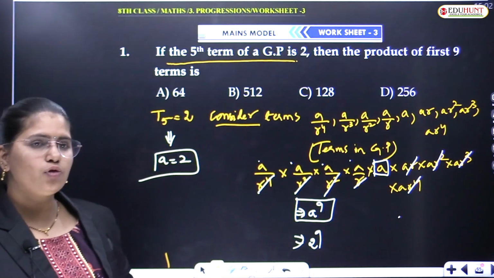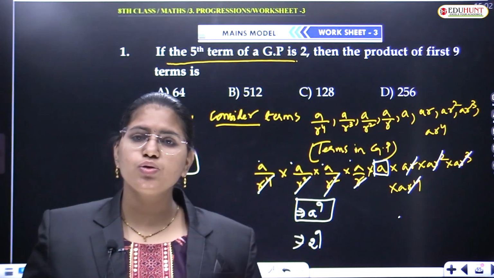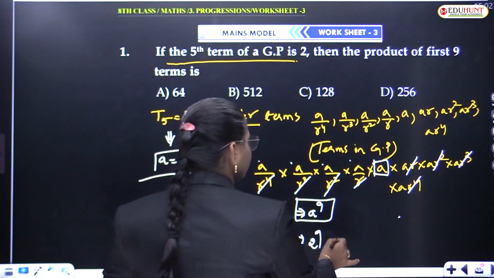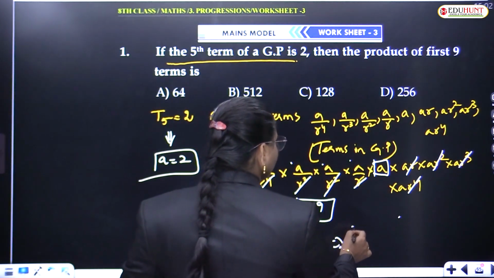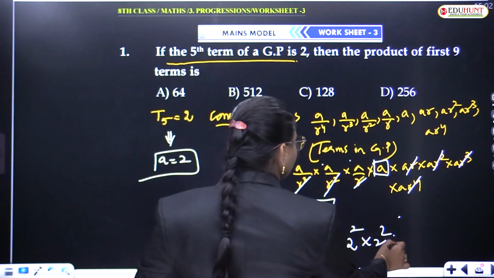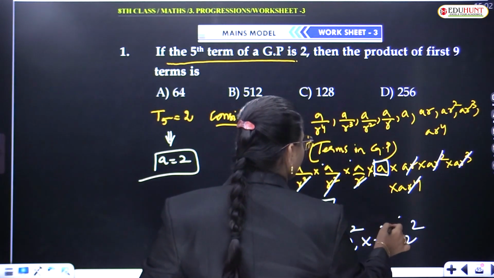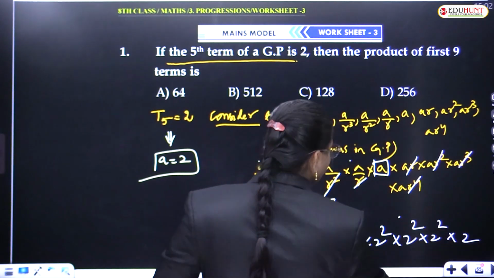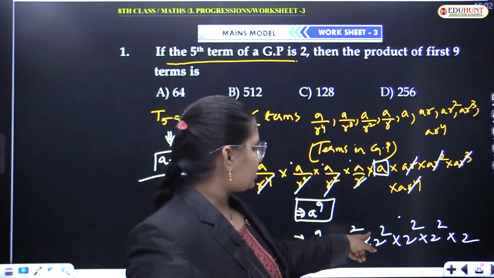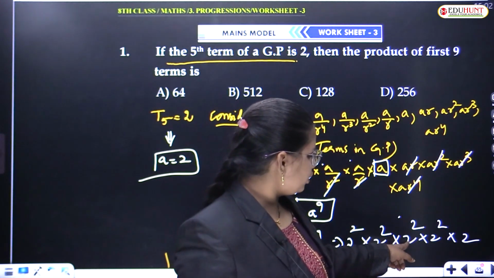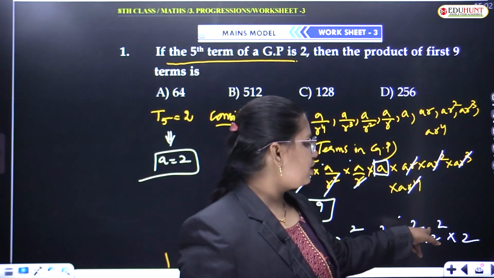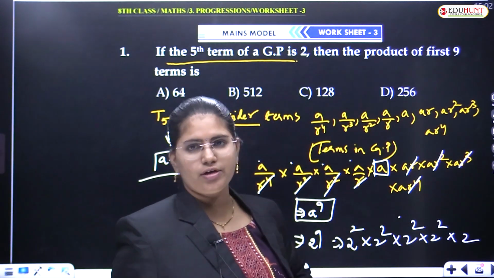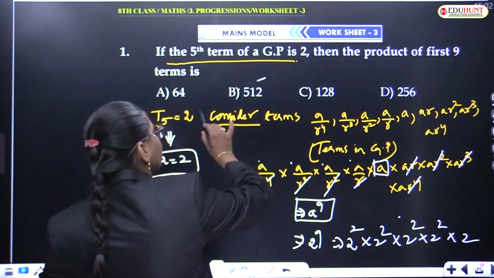So what is the value of 2 power 9? Means 2 into 2 into 2 into 2 into 2. You can also write it like 2 power 2, 2 power 2, 2 power 2, 2 to the 4, 4 to the 8, and 2 power 2 into 2. That means 4, 16. 16 into 16 into 16 is again 256. 256 into 2 is 512, which is option B.